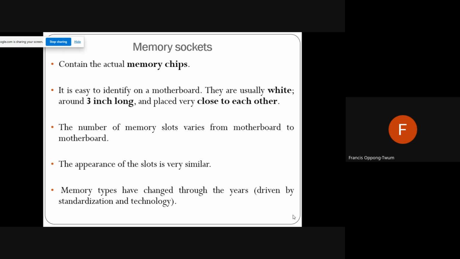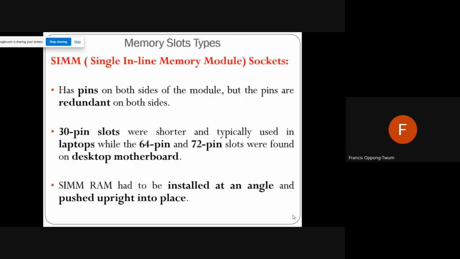Memory types have changed throughout the years. Some of the memory slot types that we have are the SIMM, the single inline memory module, and then we also have the DIMM. The single inline memory module has pins on both sides of the module, but the pins are redundant on both sides. The SIMM also comes with a 30-pin slot.